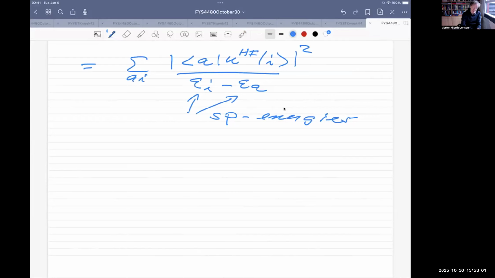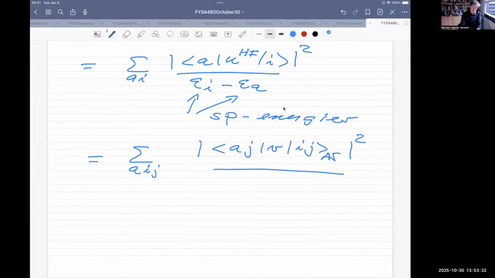Now, if I now plug in the expression for U Hartree-Fock, this is going to be given by a sum over Aij, and then I'm going to have these matrix elements, which are actually given by integrals. So I will have A of J, and then I'm going to have the anti-symmetrized matrix element, and I'm going to have my I and J, anti-symmetrized squared, divided by epsilon I minus epsilon A. This is the final expression.